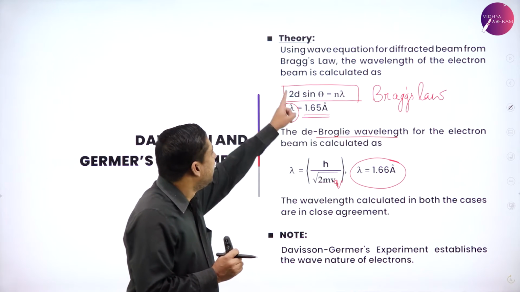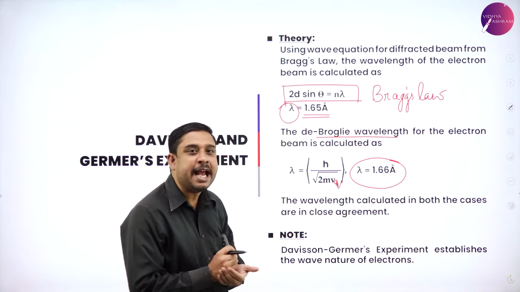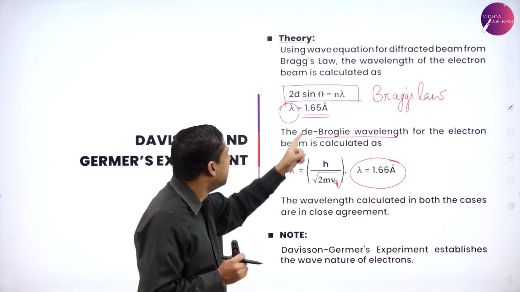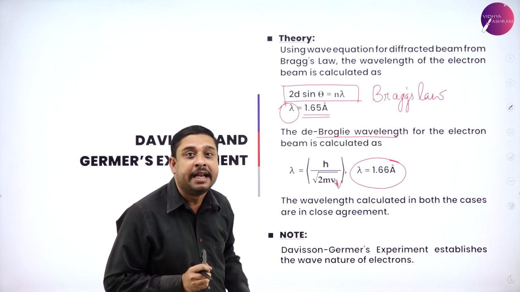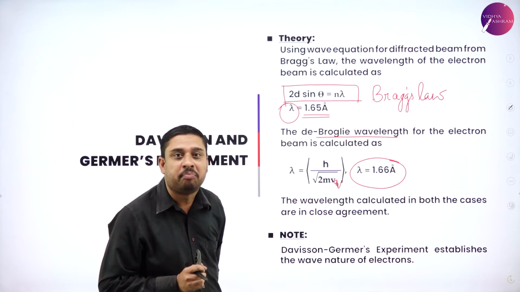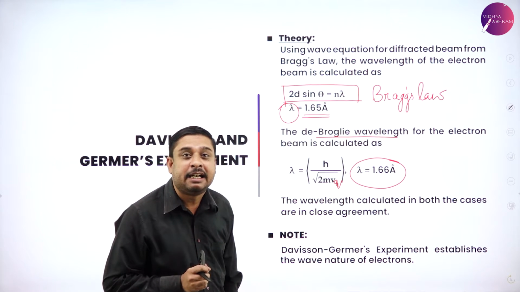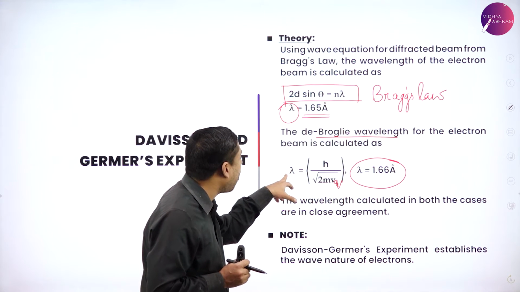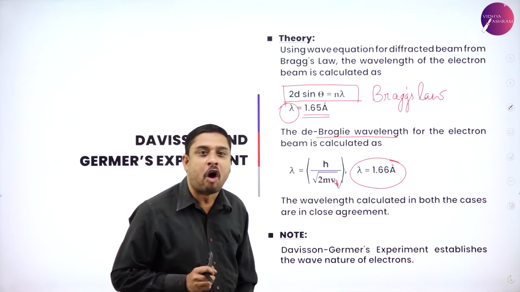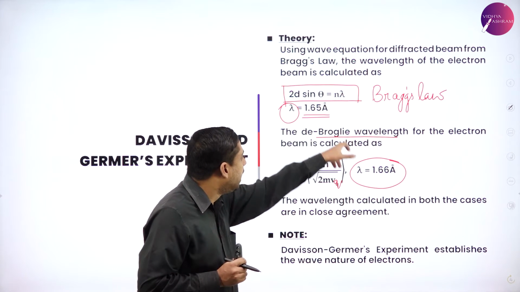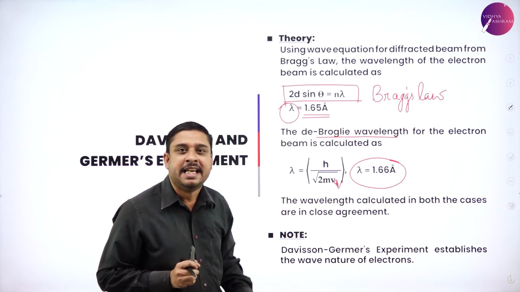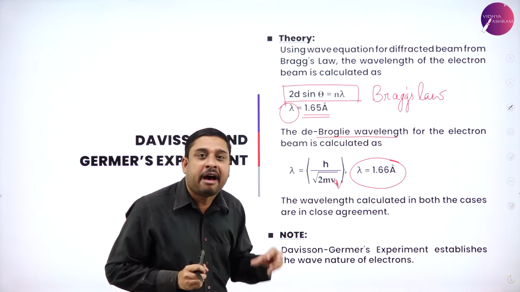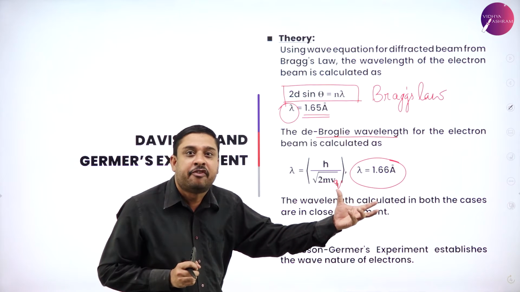Beautiful. If you consider the electron as a wave, using Bragg's law, the wavelength is 1.65 angstrom. If it is considered as a particle in motion, from the de Broglie wavelength, it is 1.66 angstrom. So, there is a very close agreement in the wavelength of an electron, either when you consider it to be a particle or as a wave.